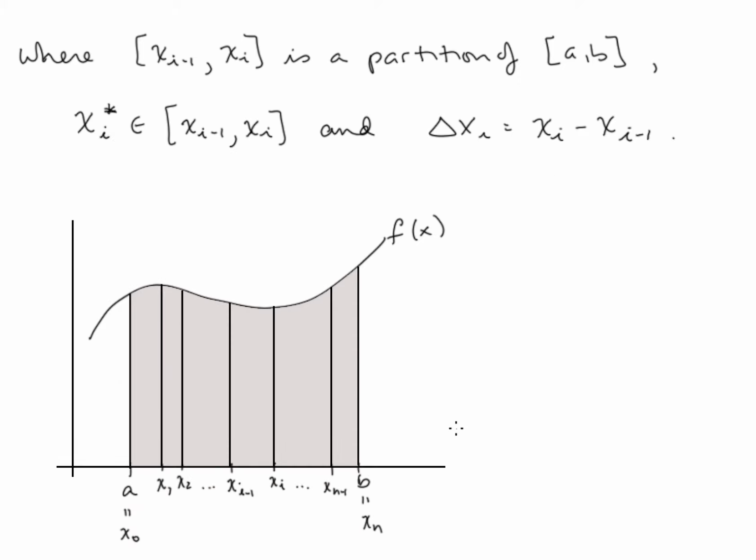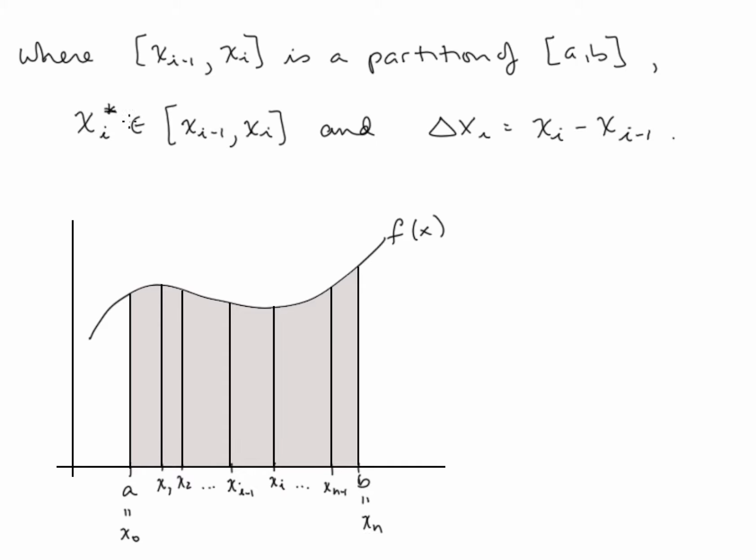For example, we could have a partition that looks like this. a is always x0 and b is always xn, but we could have, say, x1, x2. Remember that the delta xi don't have to be the same, so we could have different widths for these subintervals, and that's okay. Here's xi minus 1 and xi, so this is the ith subinterval. Here's xn minus 1, and as we said, b is xn.